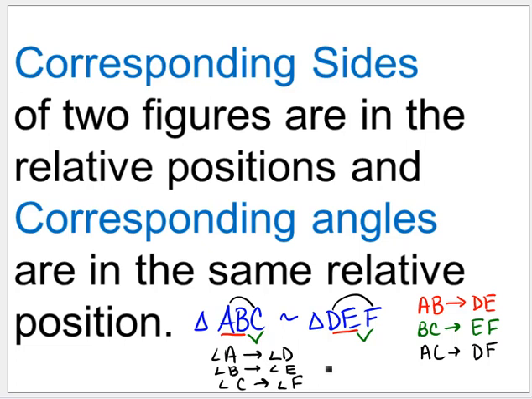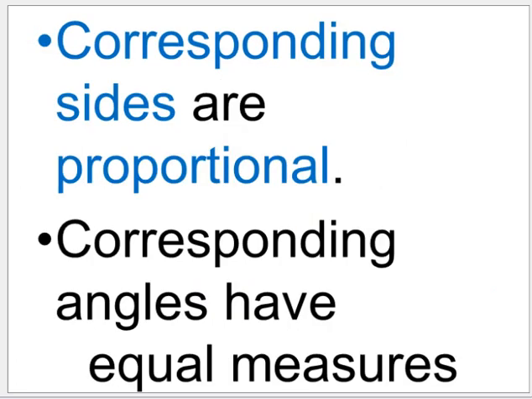So as we see our examples, we want to make sure that we notice the statement that's given. Sides are going to be proportional to each other. That's the reason we will be writing proportions to solve for the missing side. And angles, they have the same method, so the angles are congruent.